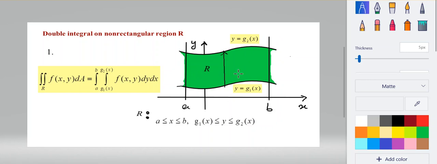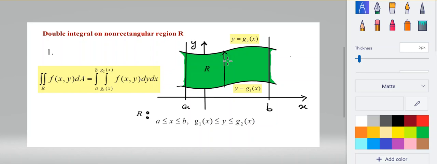Suppose that you are walking inside this region R. Do you agree with me? We can describe the region R like this. We can say x is from a to b, right? x is from a to b, and y is from the lower curve, which means g1 of x, to the upper curve, which means g2 of x.